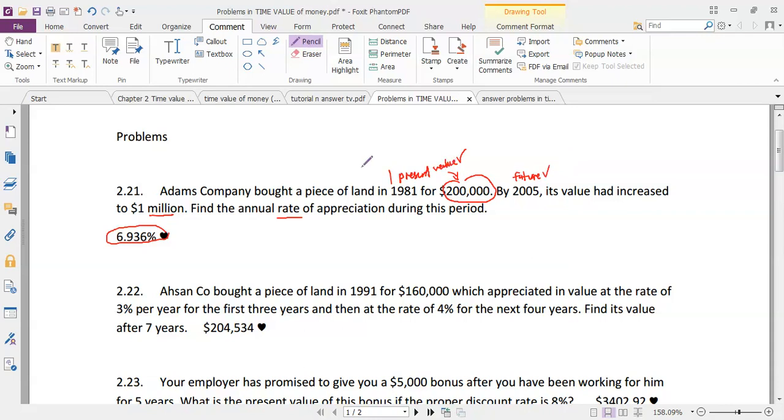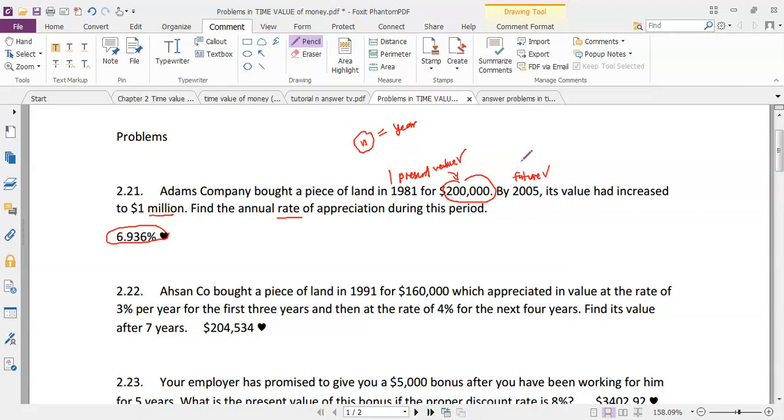How many years do you need to know? Present value is already there, future value is already there. So what is the n? If you can recall, I've already mentioned n refers to the year. How many years required from 1981 until 2005? Can you please calculate for me?